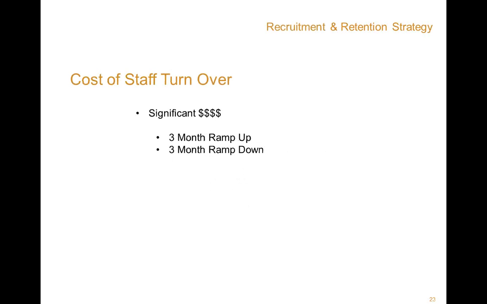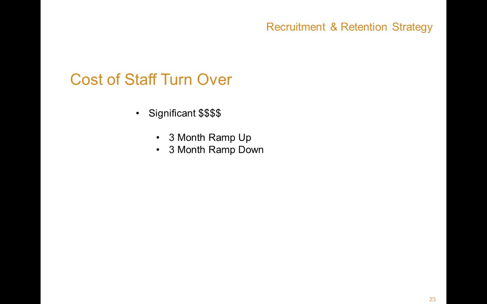So the reason why we talk about retention is because at the end of the day, it costs a lot of money. There's going to be a lot of money as somebody has a 3-month ramp down and ramp up in terms of leaving a practice.